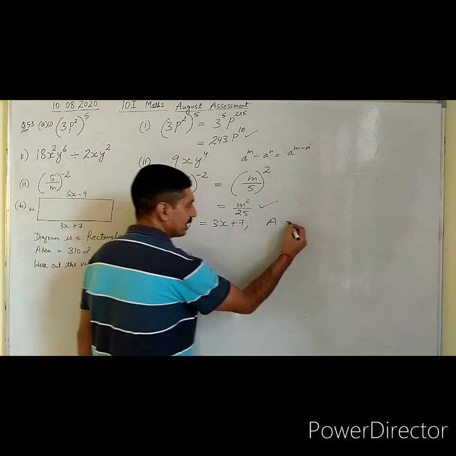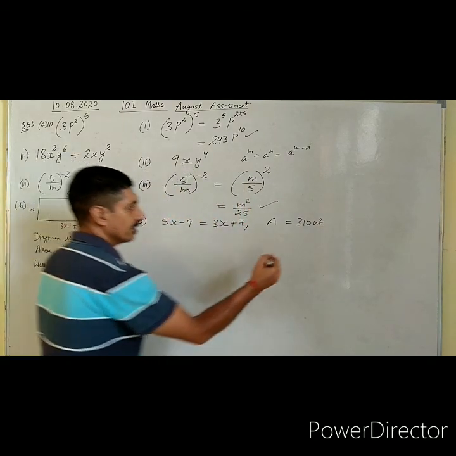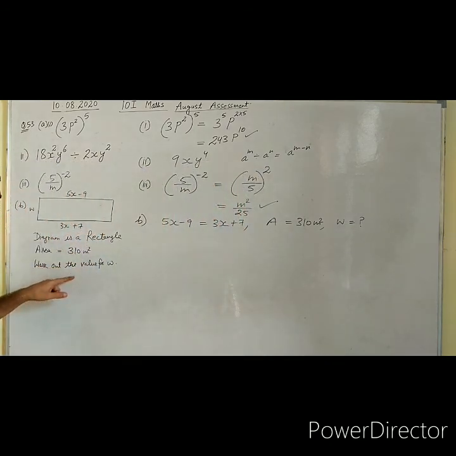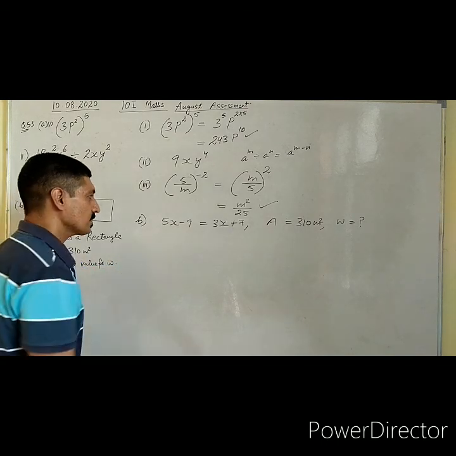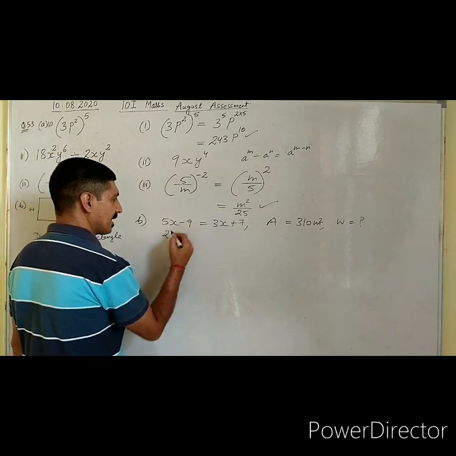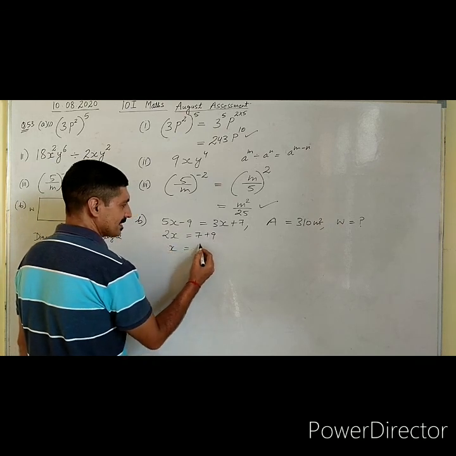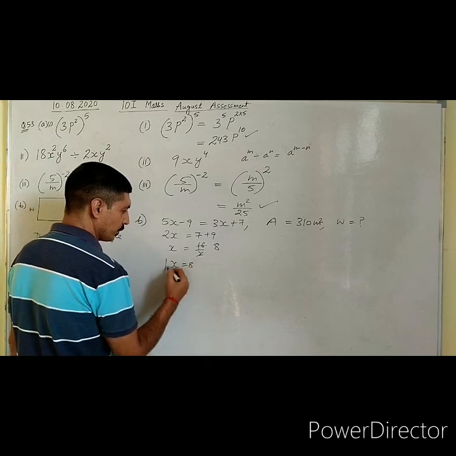Whereas the area of the rectangle is 310 meters square. The width, W, we want to find here. So we first have to find the length of this rectangle. How can we find it? First we have to find the value of x here. So 5x minus 3x is 2x, that is 7 plus 9. So what is x? x is equal to 16 by 2, that is 8. So x is equal to 8.